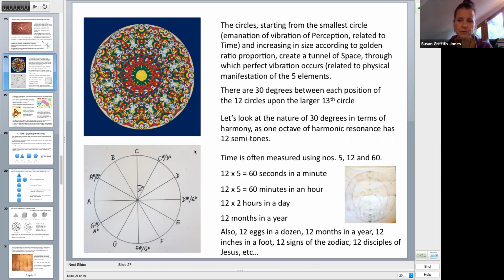Time also is often measured using the numbers 5, 12, and 60. 12 times 5, 60 seconds in a minute, 12 times 5, 60 minutes in an hour, 12 times 2 hours in a day, 12 months in a year, and plus many things that occur within our life, like 12 eggs in a dozen, 12 inches in a foot, 12 signs of the zodiac, 12 disciples of Jesus, and also in other mythological stories, 12 pops up all over the place.